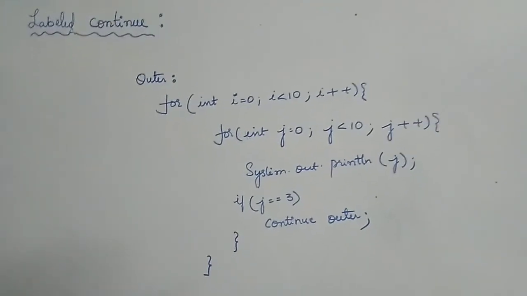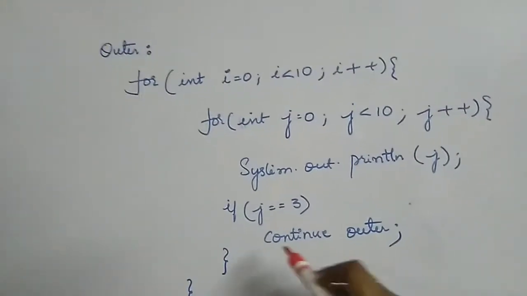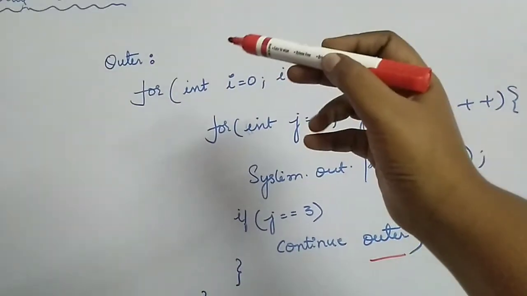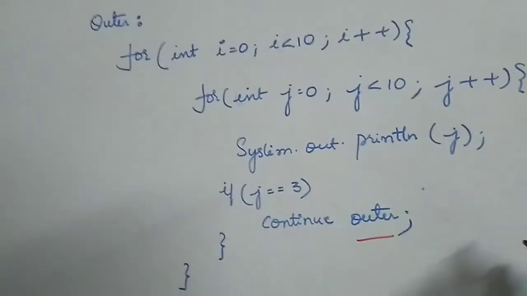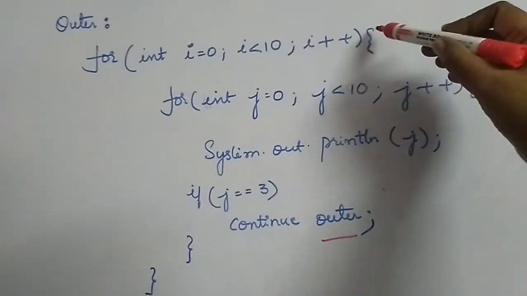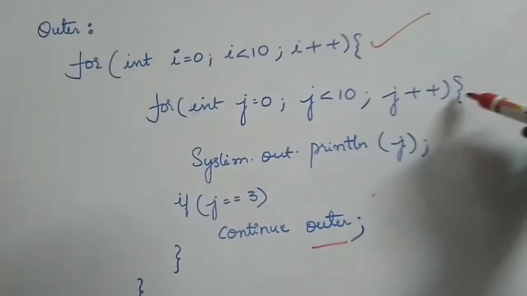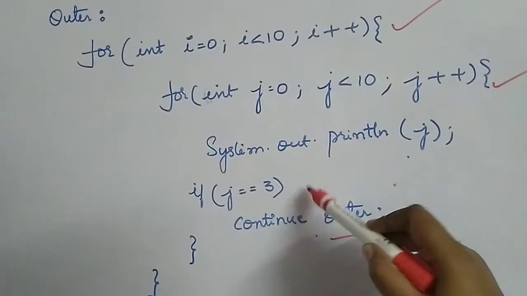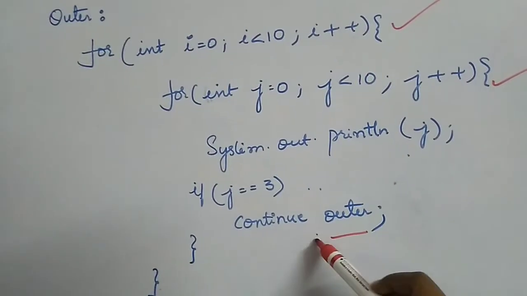This is how a labeled continue works. After continue I am giving the label of the outer loop. So the outer loop is labeled as outer. And what happens here? Since the outer loop is true, it enters into the inner loop, checking on the value of j. If j is equal to 3, we are asking it to continue.